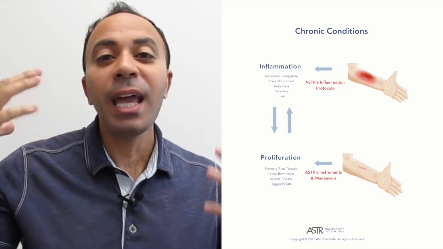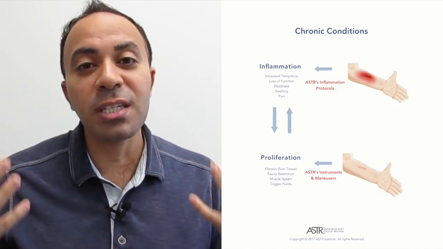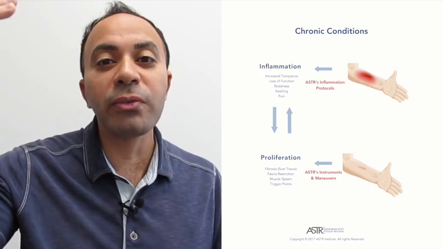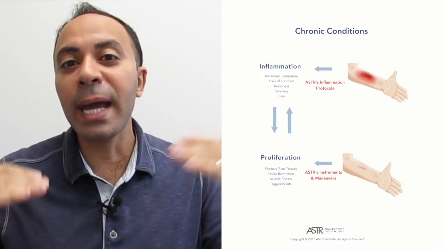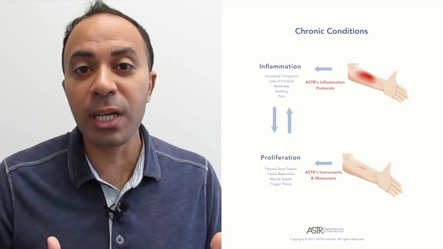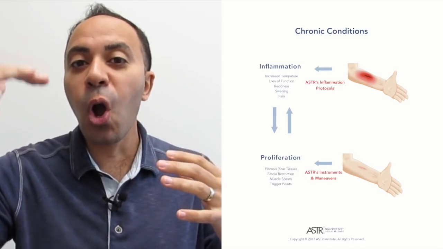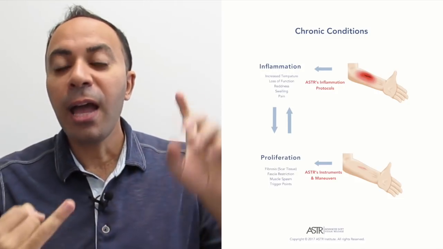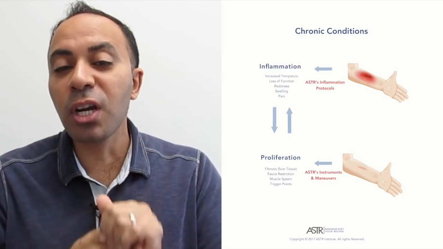With any injury, the body has to go through three stages of healing. If it heals, fine. If it does not heal, it goes through two stages and just gets stuck, either in inflammation or proliferation, or usually going back and forth between inflammation and proliferation, because the inflammation will cause scar tissue and fascial restriction, muscle spasm, and trigger points.